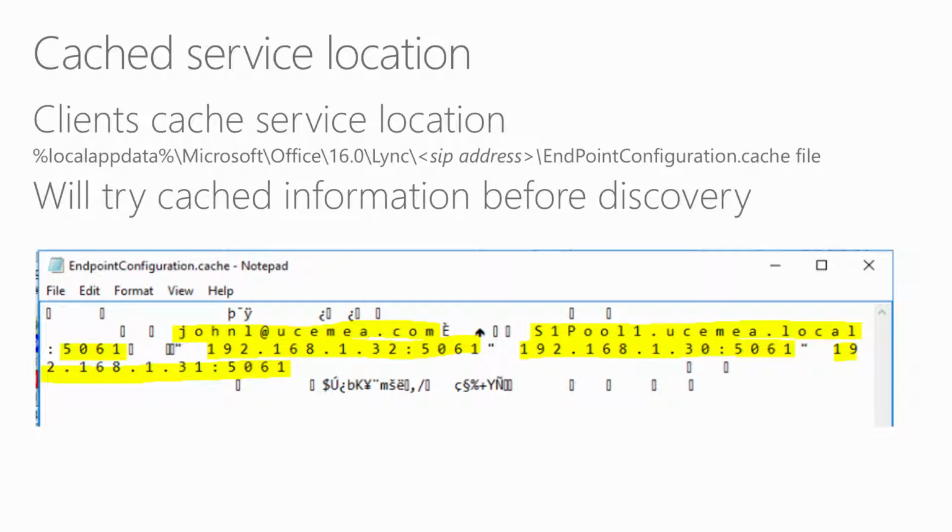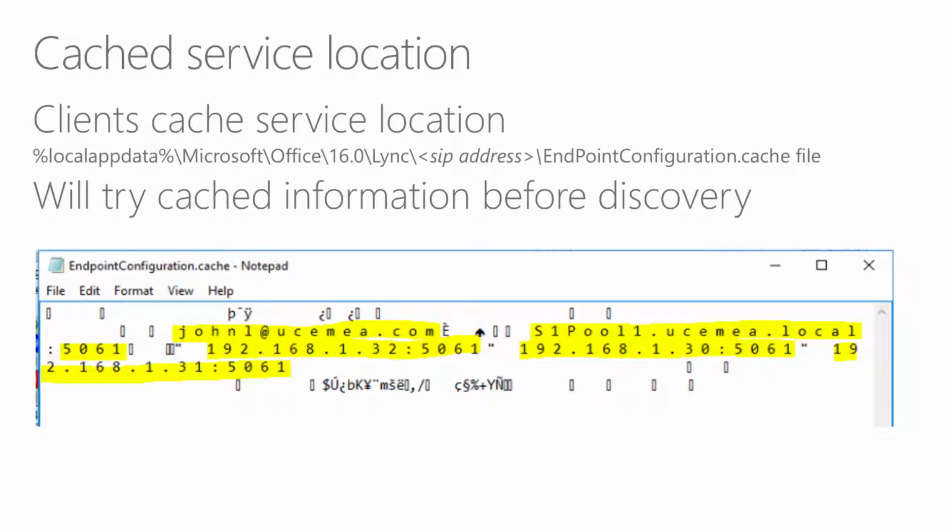Well, if the client signed in before, then we remember this location. So we cache the service location of the server or service to sign in against. In this example for the Windows client, specifically for the Windows Skype for Business 2016 client, you can find this file that has the cached information. So you would go to %LocalAppData%/Microsoft/Office/16. That tells you it's Skype for Business 2016. Otherwise, it would be 15 for Skype for Business 2015, /Lync/SIP address of the user/EndpointConfiguration.cache.